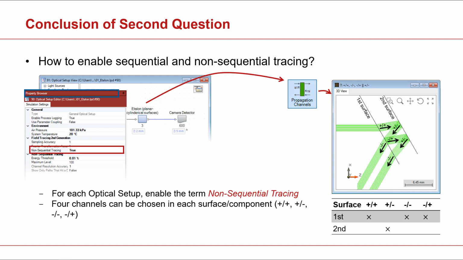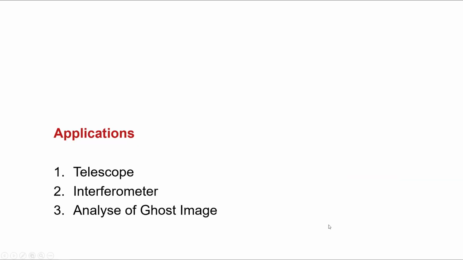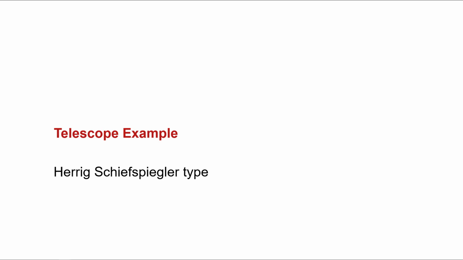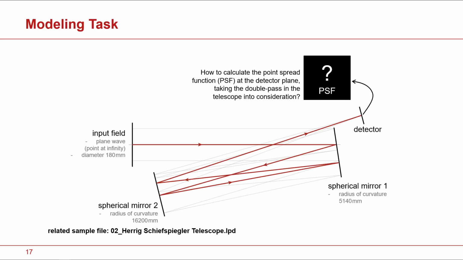Let's go through some applications which take advantage of non-sequential tracing. Here I prepare 3 examples: telescope, interferometer, and analysis of a ghost image. In the first example, we build up a telescope with 2 spherical mirrors. Input field propagates to mirror 1 and reflects, then propagates to mirror 2 and reflects, and propagates to mirror 1 again. So it is a multi-reflection between mirrors 1 and 2, and finally the light is focused on the detector plane.